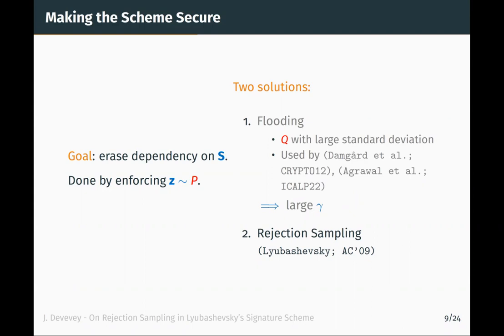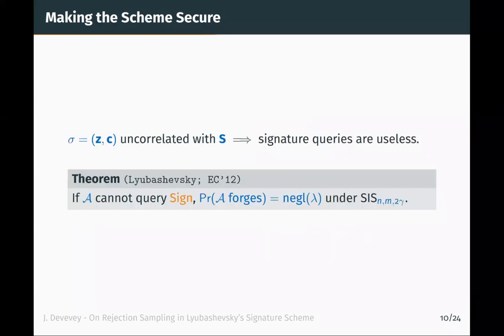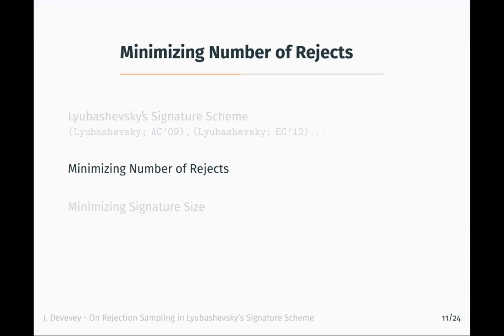The other technique that we will discuss is rejection sampling. But in both cases, as soon as the signature is uncorrelated with the secret key, then it basically means that you cannot learn anything by querying the signature algorithm because those signatures are uninteresting. And then the signature is secure. Okay. So now let's move to how we use rejection sampling, how it's defined and everything. So in the following, I will give some kind of broader setting which can apply to actually anything, and it can be not related to signatures.